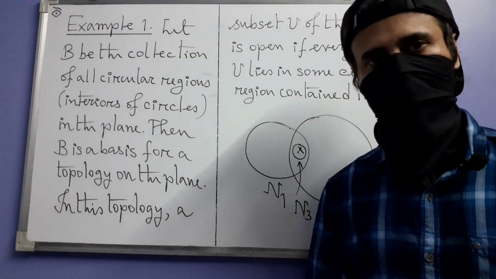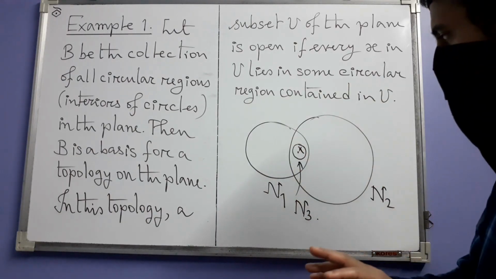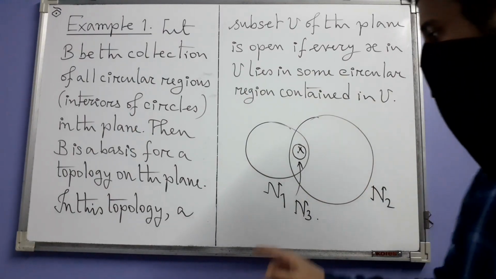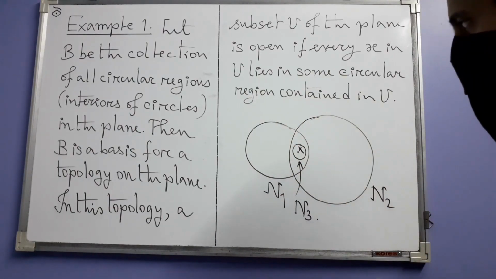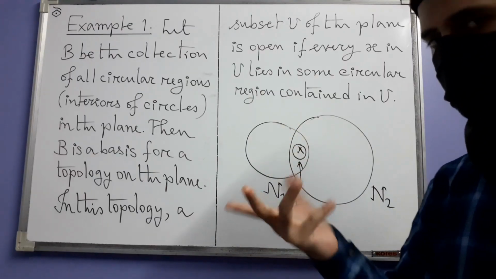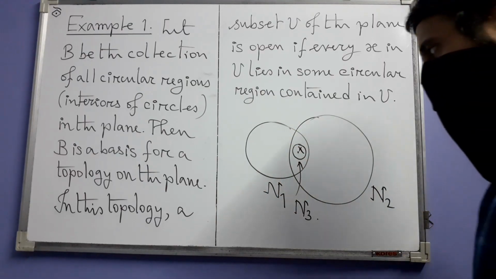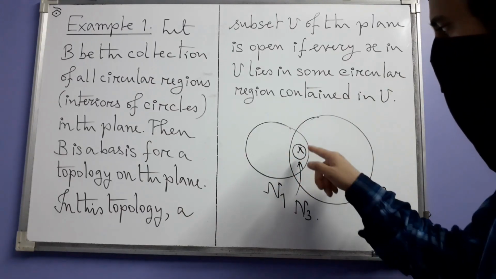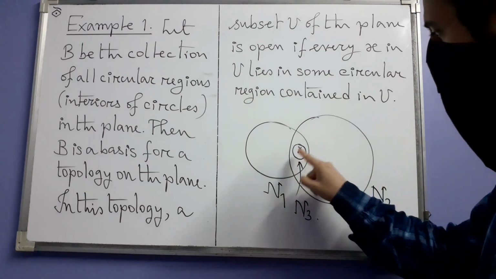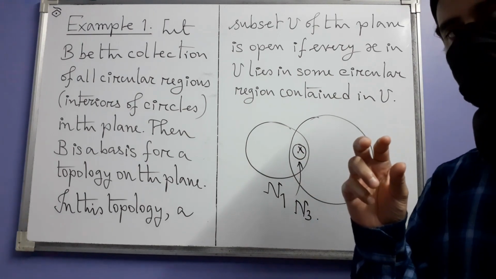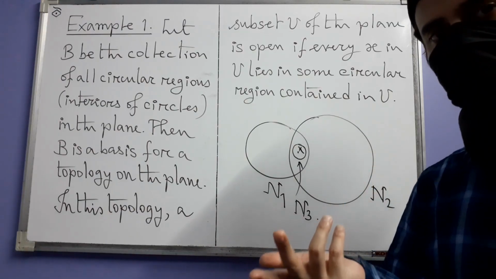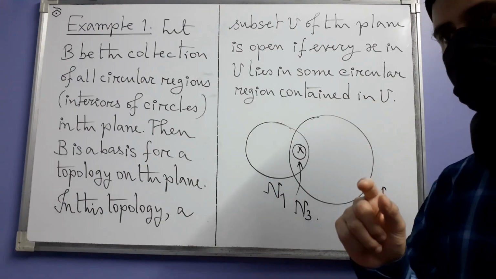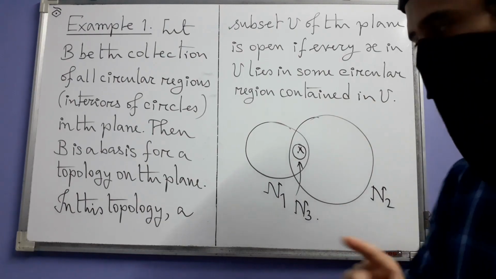So the second condition is that if you take two basis elements, which in our case now are interiors of circles, say this N1 and N2. N1 here looks like an ellipse, but it says circle. Okay, assume that it says circle, and a point in the plane which belongs to both of them. Say that point is this X. Then you should also be able to have another basis element N3 which contains that point and is itself contained in the intersection as a subset.